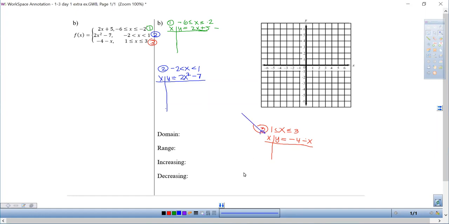So what we're looking at here is the piecewise function that has a first piece that is the graph of 2x plus 5 between the x values -6 and -2, where they're both included. So that's telling us that at -6 and at -2, we should have solid points. Let me fix that negative there. Remember that 2x plus 5 is a linear function.